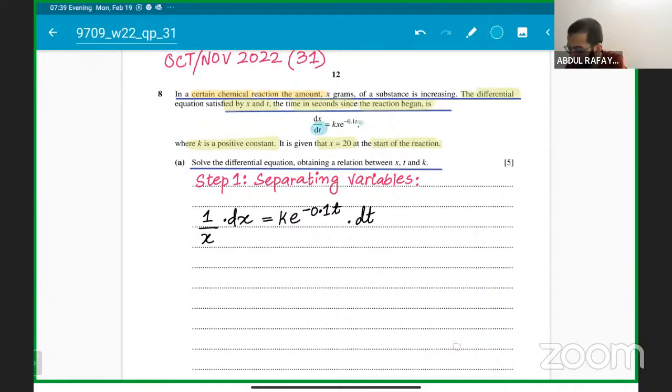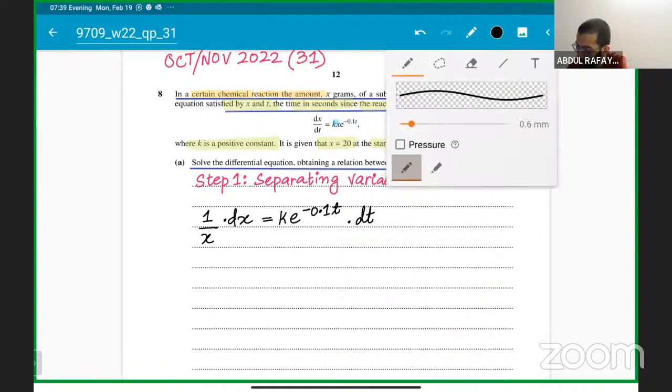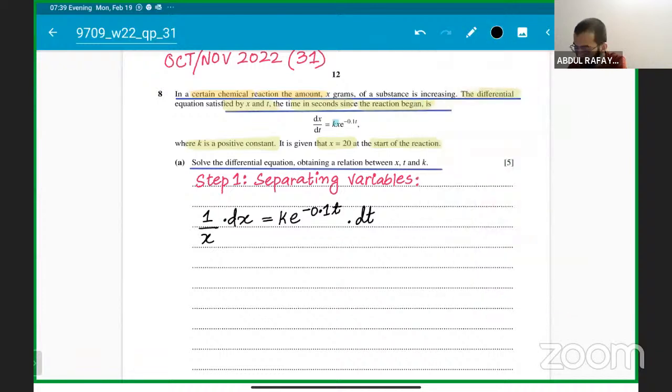So dt will go to that side, and 1 over x will come on this side, and k times e power minus 0.1 times t will be there. Understood? Got it? Any problem? Let me know. Any questions? No, sir. The next step will be to integrate. So we will be applying integration on both sides.